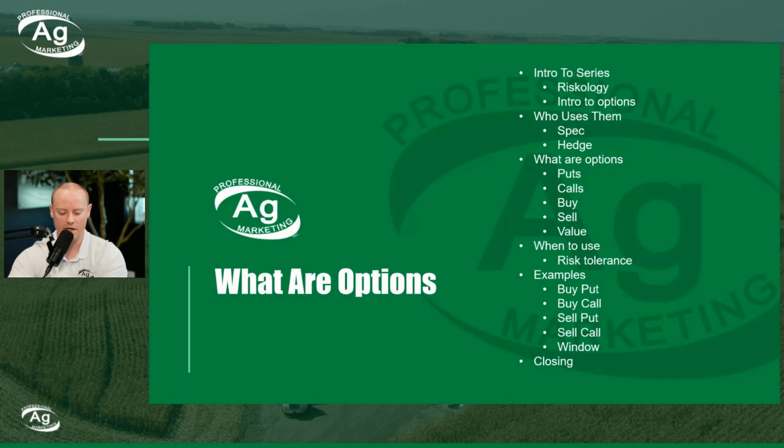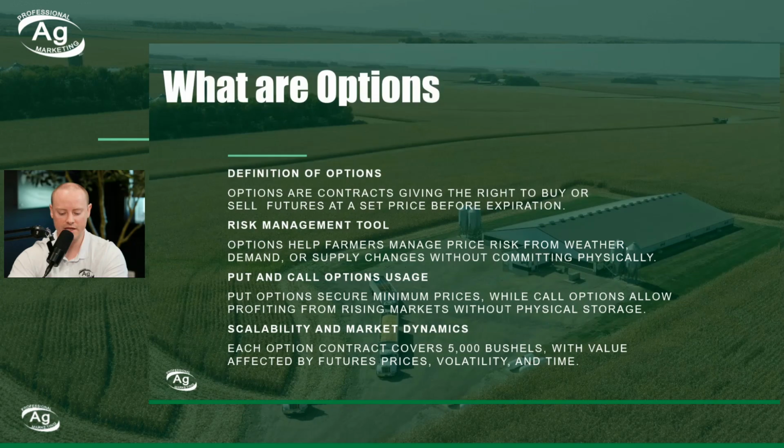When I look at what options are specifically, we'll get into a very definite answer: option contracts are contracts giving the right to buy or sell futures at a set price before expiration, and they are a risk management tool. Options help farmers manage price risk from weather, demand, or supply changes without committing physically. Put and call options are the two types of options we're focusing on today. Those are the two options you'll be talking about most of the time. Put options secure minimum prices, while call options allow for profitability from a rising market without physical storage.